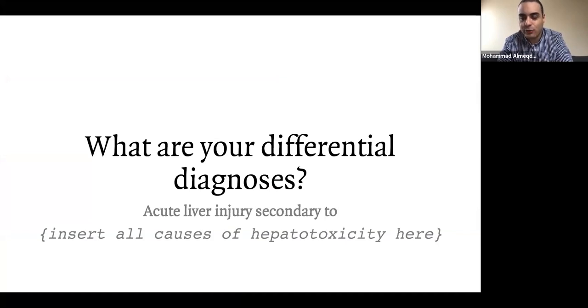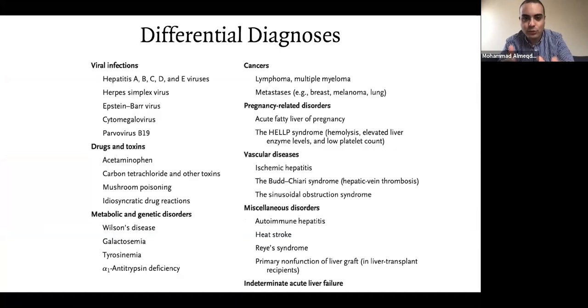It can be secondary to anything, but hopefully during this lecture, I'll get you to know how to differentiate, how to put them in buckets. So this is really the differential diagnosis of acute liver injury in general. You have either viral infections, drugs and toxins, acetaminophen being the big one, mushroom poisoning, metabolic and genetic disorders such as Wilson's, infiltrative disorders, cancers, pregnancy related, such as HELLP, fatty liver disease of pregnancy, and some other ones like Reye syndrome.